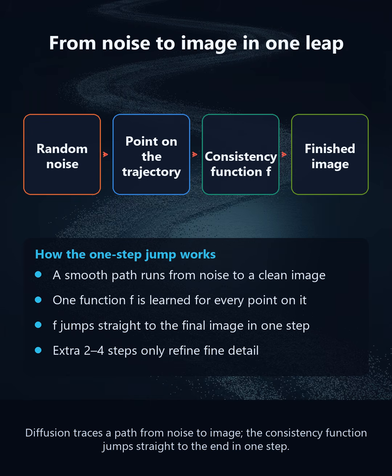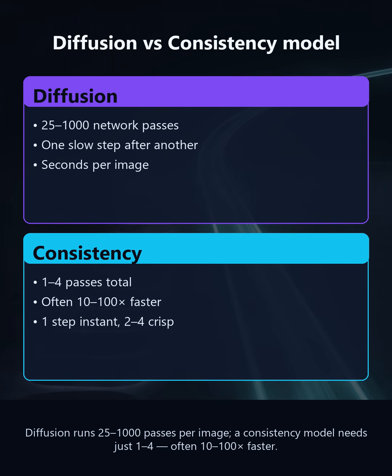Here is the idea in motion. Diffusion traces a smooth trajectory from noise to a clean image. Instead of crawling along it, the consistency model learns one function that, from any point on that trajectory, points straight to the origin. So a single evaluation takes raw noise and produces the finished image. A second or third step can be added to sharpen fine detail, but the heavy lifting is done in that first jump.